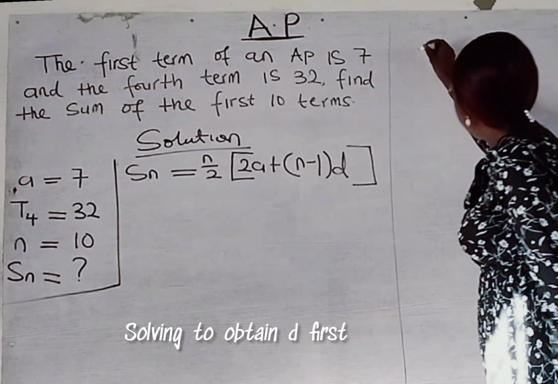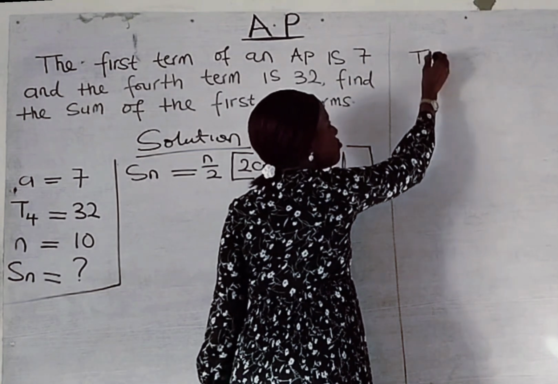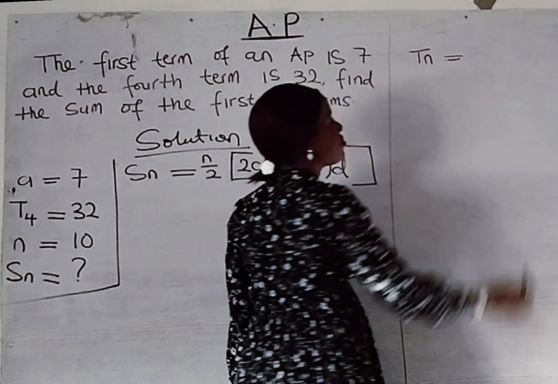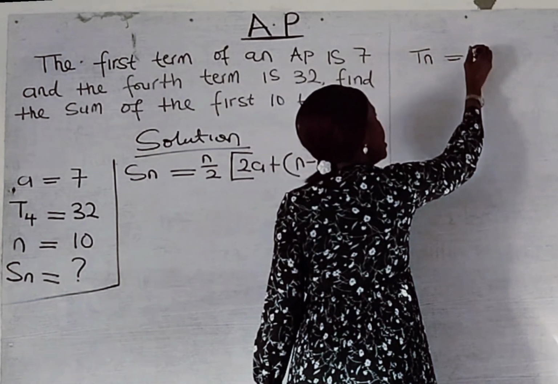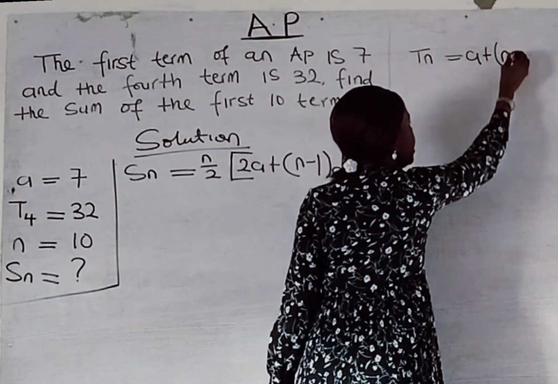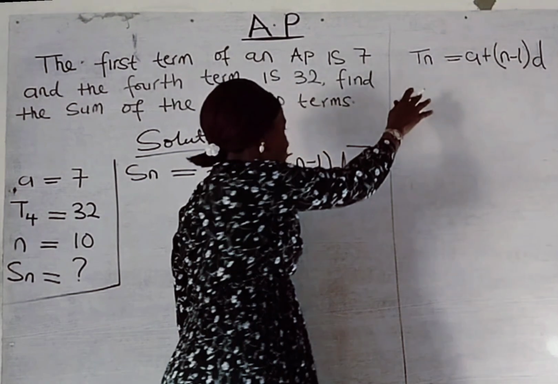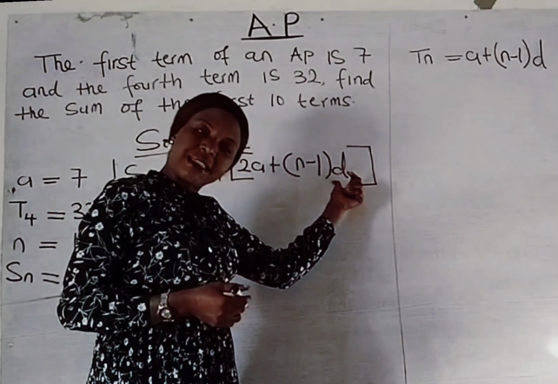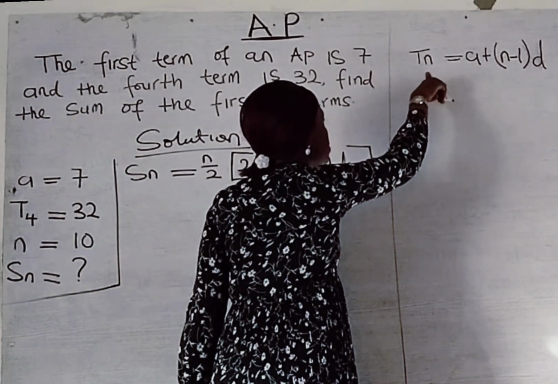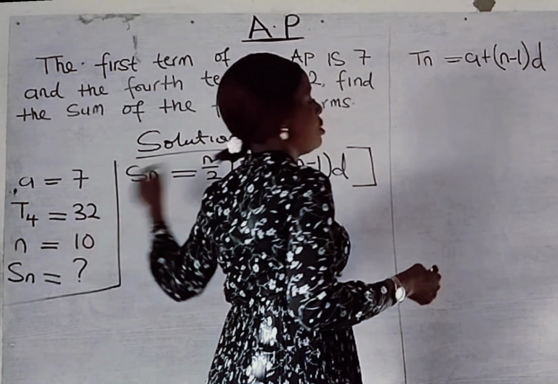I use Tn is equal to A plus open bracket n minus 1 D. This is the formula I want to use now to get my D first. Okay? And the Tn that I want to use is T4, because they give us the value for T4 as 32. So I'll use it.